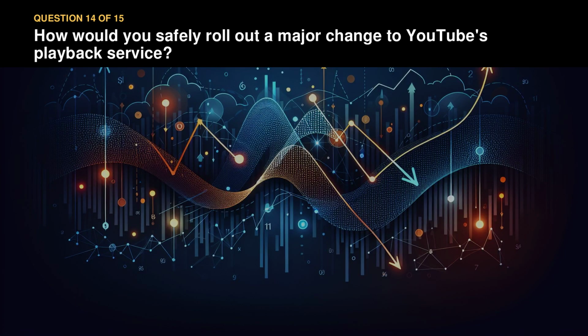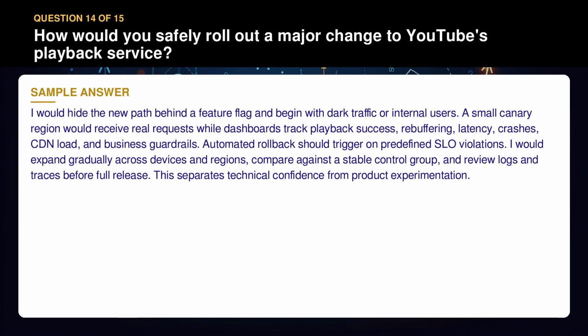Question 14. How would you safely roll out a major change to YouTube's playback service? I would hide the new path behind a feature flag and begin with dark traffic or internal users. A small canary region would receive real requests while dashboards track playback success, rebuffering, latency, crashes, CDN load, and business guardrails. Automated rollback should trigger on predefined slow violations.